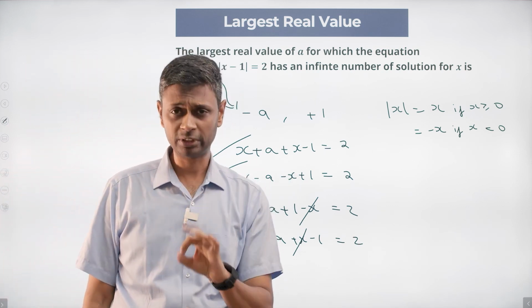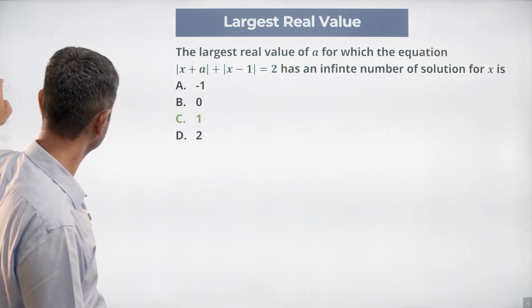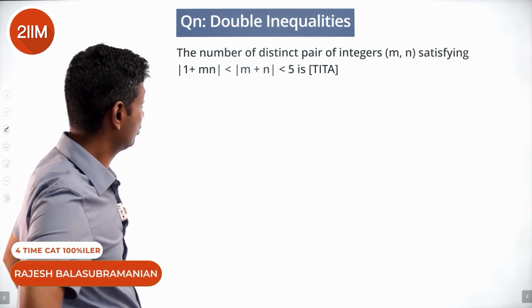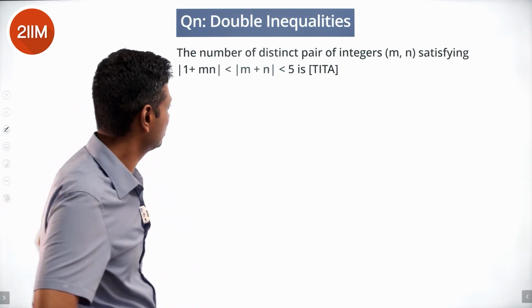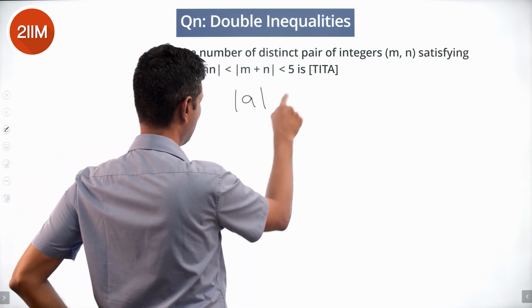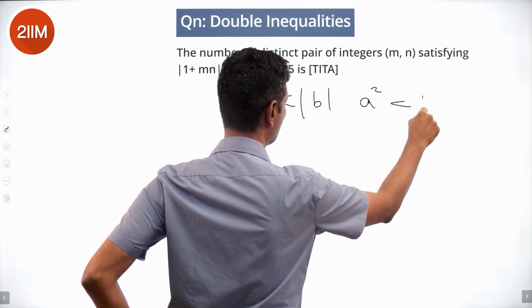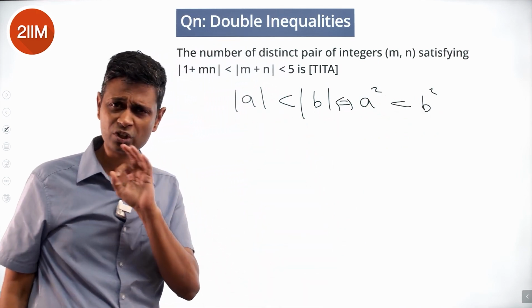And again, a beautiful method, but the longer method works better. The visual method works better. The number of distinct pairs of integers m, n satisfying this inequality. Wonderful, wonderful question. I really struggled with this one. So first thing to know is mod a less than mod b is same as saying a square less than b square. One implies the other. That's the first step to do.